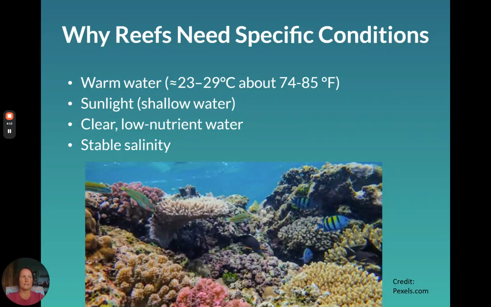And they need fairly stable salinity. Corals don't tolerate fluctuations in salinity well, so they don't generally like brackish water. They're very sensitive to change in general.